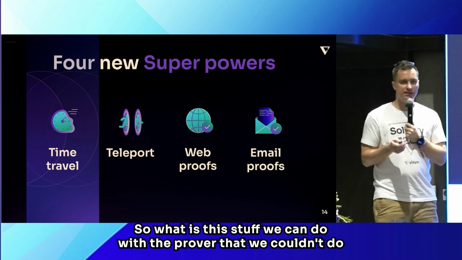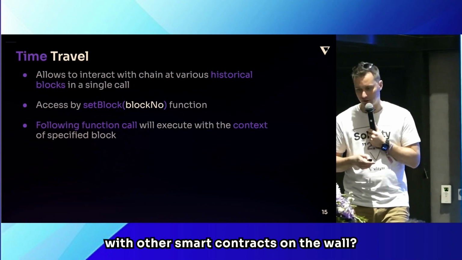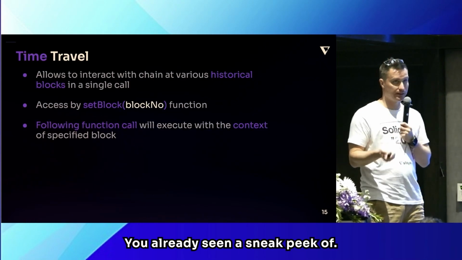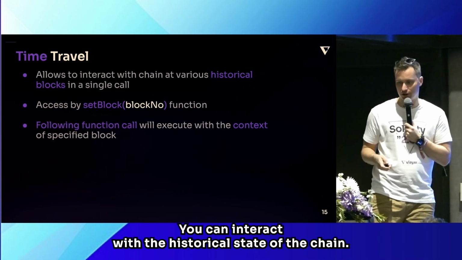All right. So now the superpowers come in. What is the stuff we can do with a prover that we couldn't do with other smart contracts all in one? Well, the first thing you already saw a sneak peek of. You can interact with the historical state of the chain.